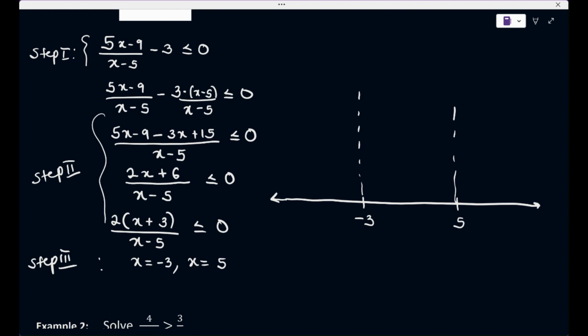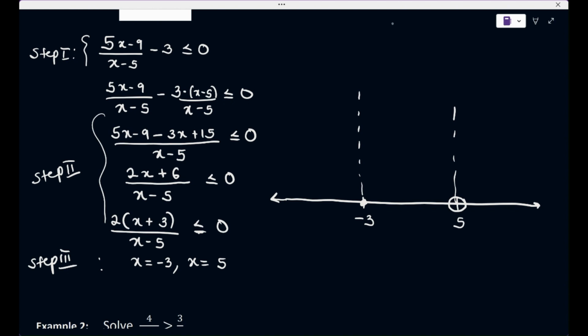Now, always open the one that is coming from the denominator. So 5 is coming from the denominator, so you have to leave it open. Then minus 3 is coming from the numerator. This we can leave it closed. Why? Because you have equal to 0. If this is just strictly less than 0, then we need to open this too, because at minus 3, if you put minus 3 here, you will have equals to 0.